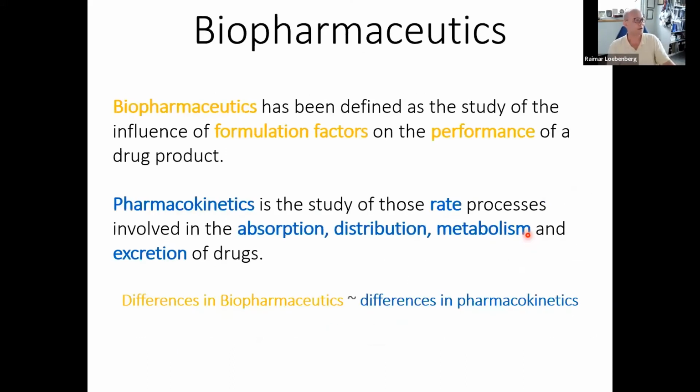So next slide. And I think biopharmaceutics has been defined as the study of the influence of formulation factors on the performance of a drug product. And we measure these things often with pharmacokinetics, where we have the rate of a process: absorption, distribution, metabolism, and excretion of a drug in the body. And that means differences in biopharmaceutics will, in most cases, also end up in differences in pharmacokinetics.